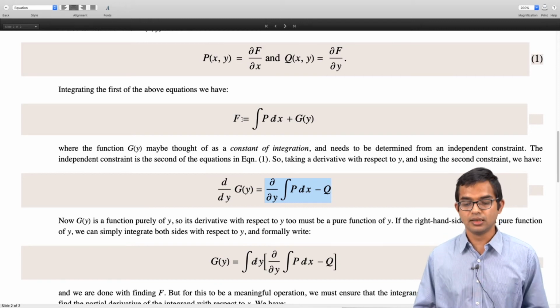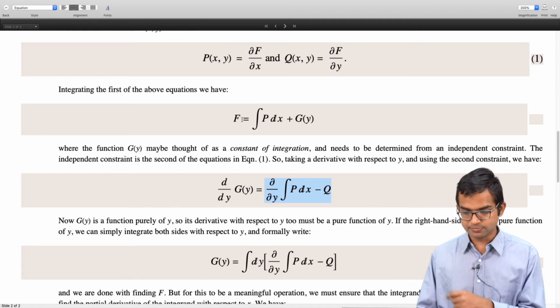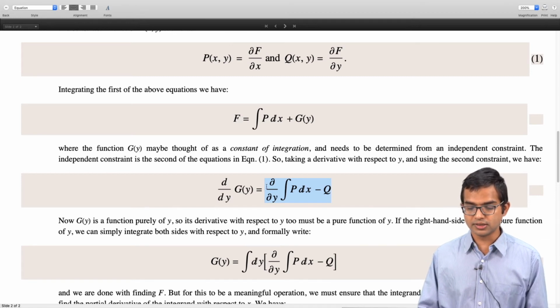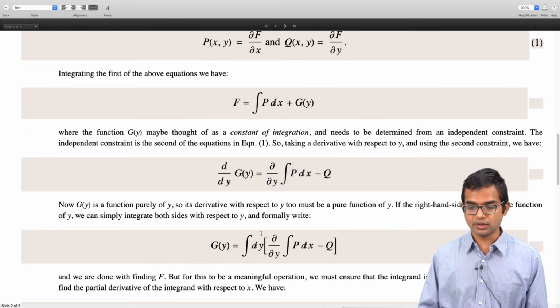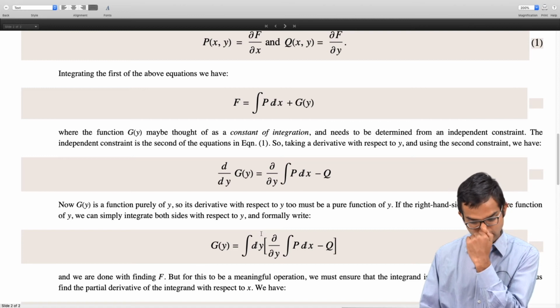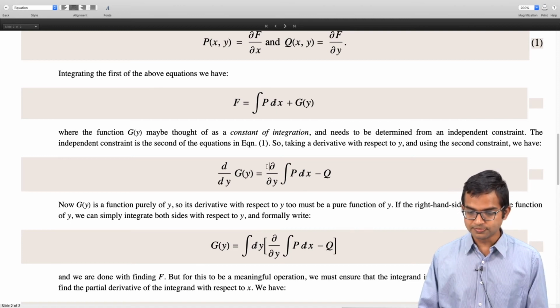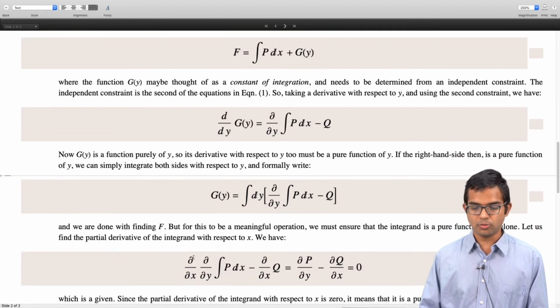So you're done, right? But there is only one block in the way, and that block is that we must ensure that this right hand side is purely a function of y, and that we will now argue is actually true. In order to do that, we will take the partial derivative of the right hand side with respect to x. We have ∂/∂x of ∂/∂y of this integral of p dx minus ∂/∂x of q, but then I can exchange these partial derivatives.